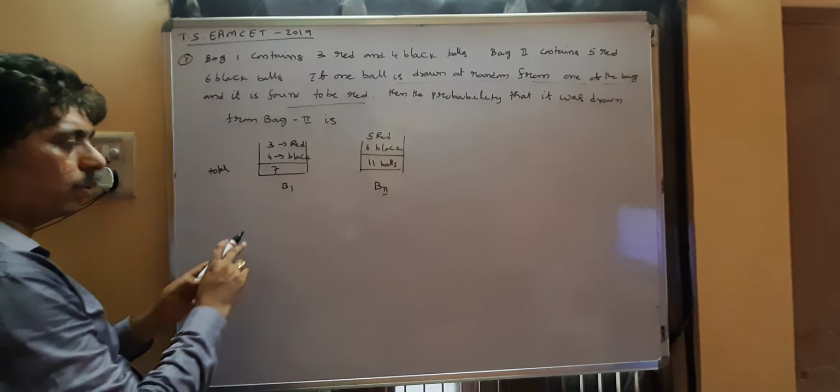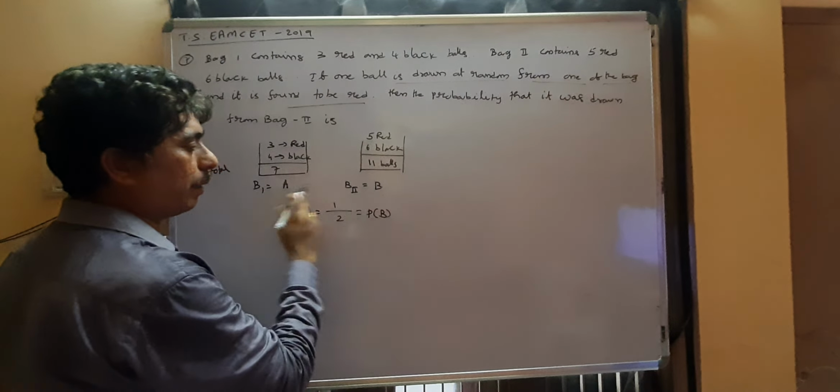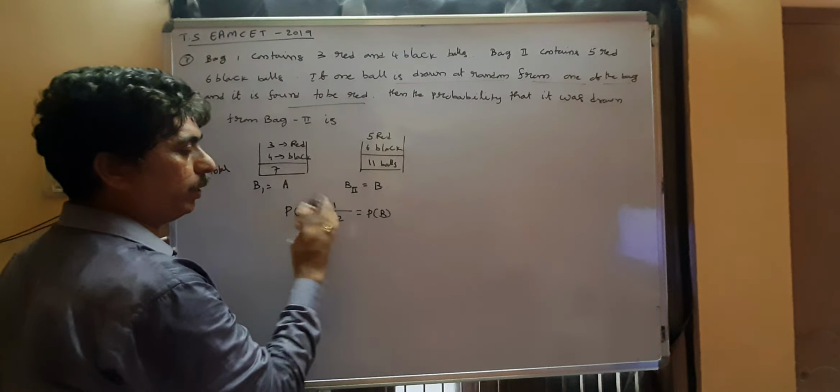So the probability of selecting bag A, out of 2 bags, is 1 by 2. Similarly, the probability of B is also 1 by 2. So the probability that bag A is selected is 1 by 2, and the probability that B is selected is 1 by 2. Let R be the event, red ball.